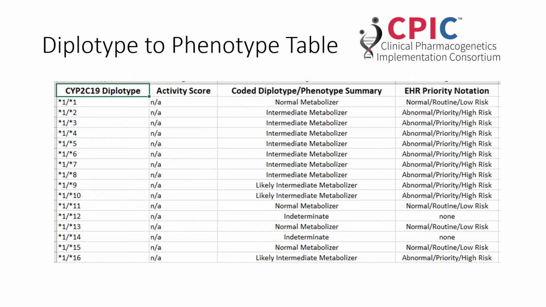And then our diplotype to phenotype tables. I think CYP2D6 has over 10,000 possible diplotype combinations that you can have, so we do provide a full list of all the diplotypes translated into that phenotype.